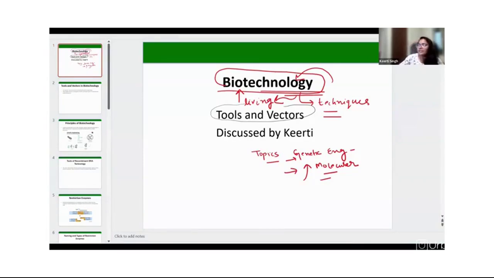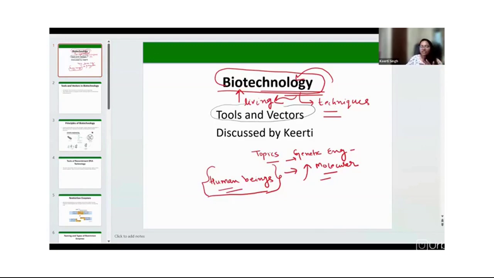So biotechnology deals with all kinds of techniques using live organisms or enzymes to produce various useful products that are needed by human beings. In short, we are going to study all the techniques, all the products, all the processes that are needed to make our life better, right?